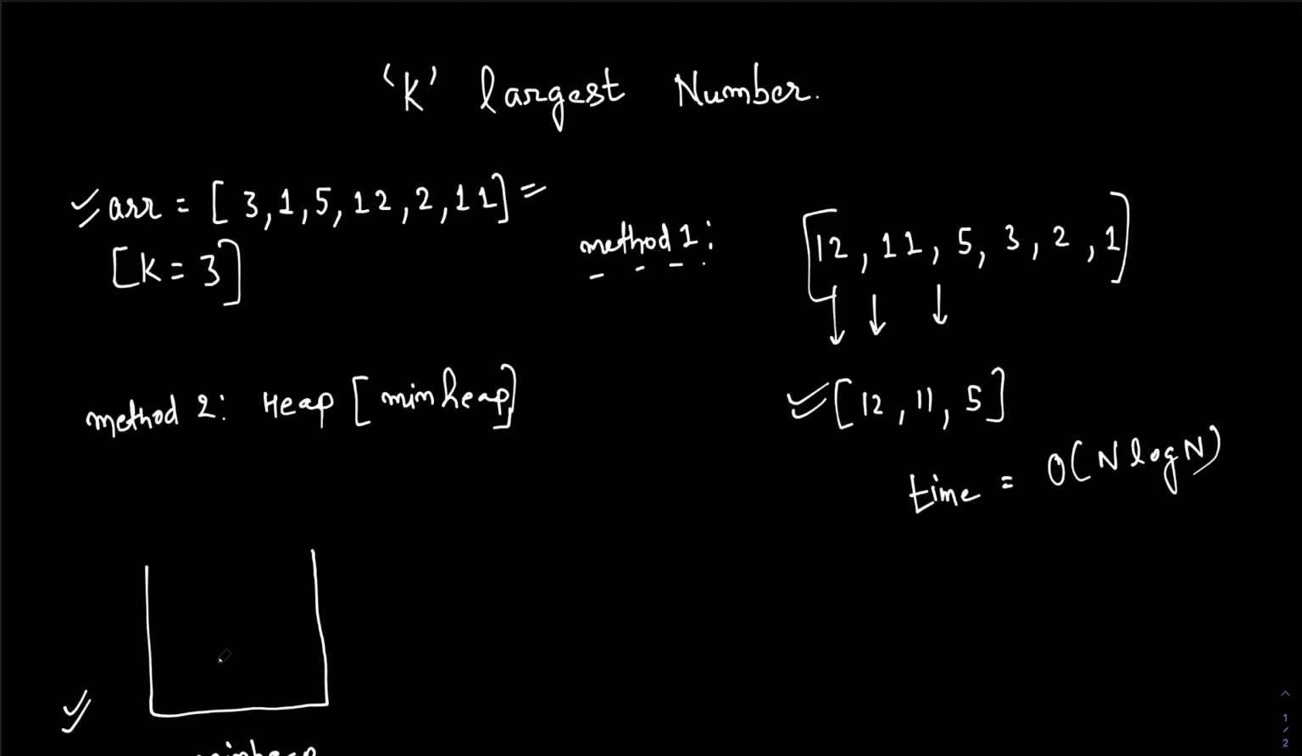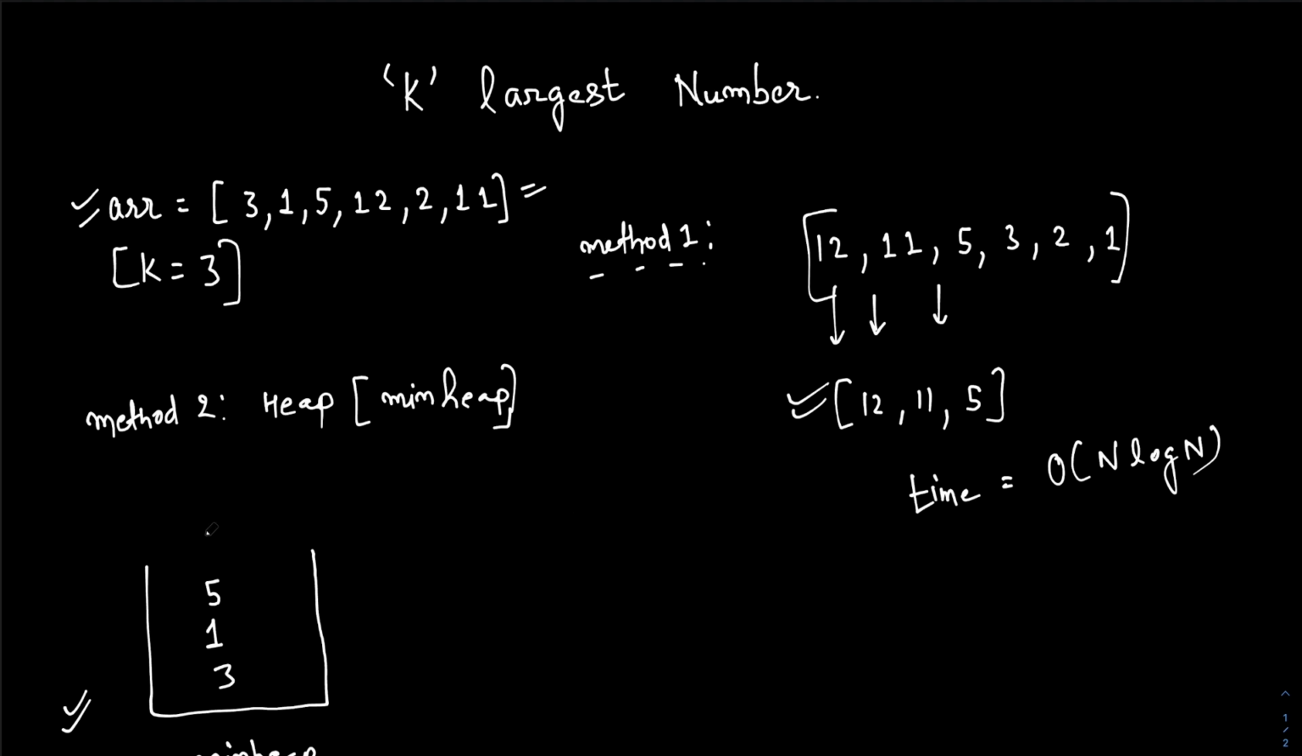So suppose I put 3 inside this. Now the size of this heap is smaller than k. It's okay, we can put another one. Now I'll put 1 in this one, still the size is 2. Now I'll put 5, and the size is 3.